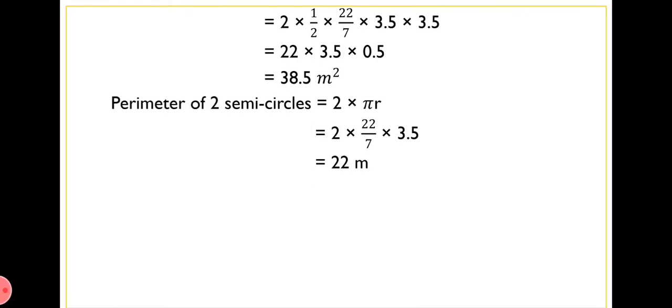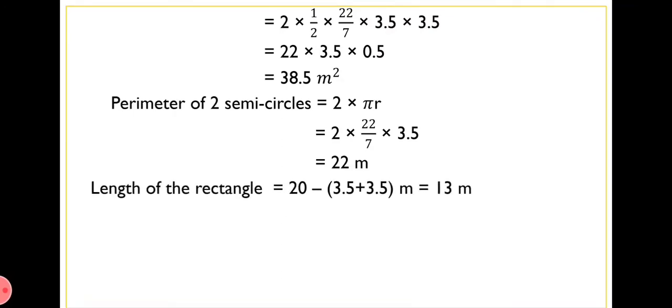Now let's find the area and perimeter of the rectangle. Length of the rectangle is equal to 20 meter minus 3.5 plus 3.5 meter, that is equal to 13 meter. Let's once verify this in our figure.